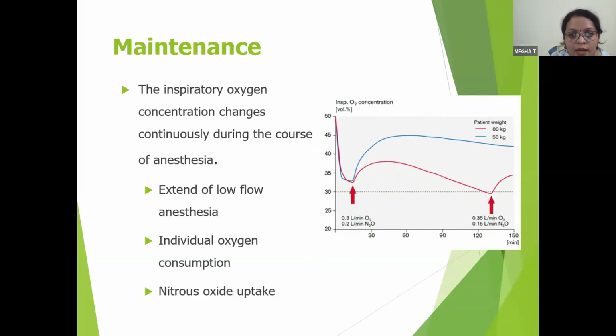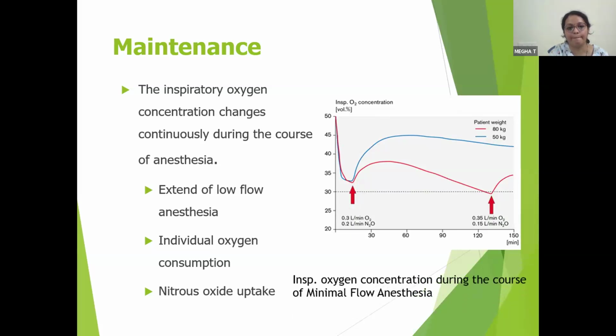Okay, there's one more graph. Similarly, here the patient is 80 kg, whereas the red line depicts a patient with 50 kg. So you can see that when 0.32 liters per minute of oxygen and 0.2 liters per minute of nitrous oxide is used, it is way above our cutoff limit of FiO2, that is 30%. But with time, especially in a patient who is 80 kg, a well-built patient, this can come down below the minimum limit of FiO2 that we need. So this has to be watched for.